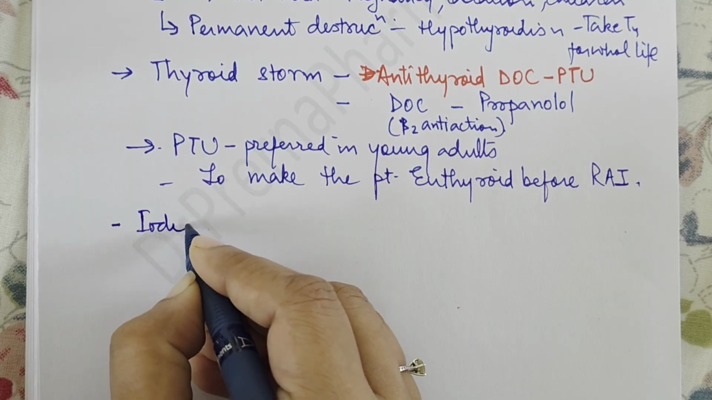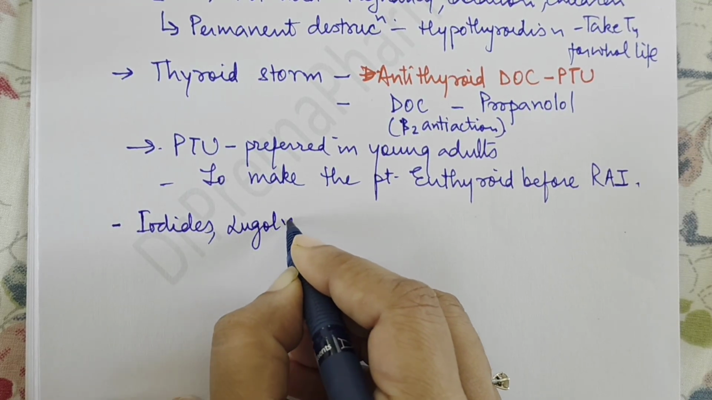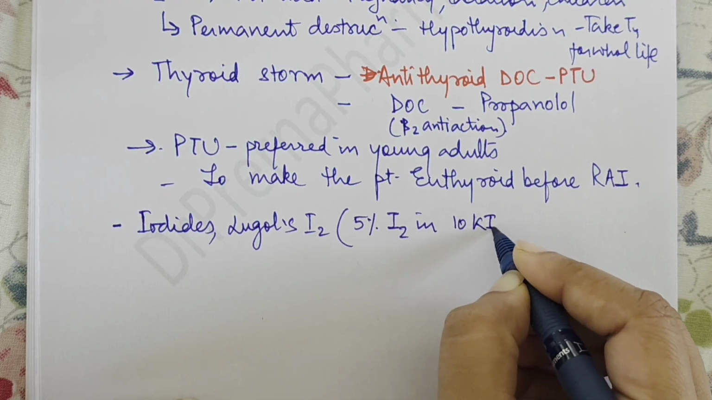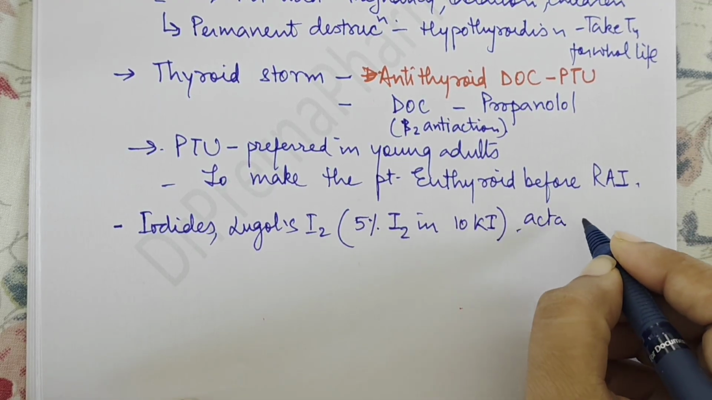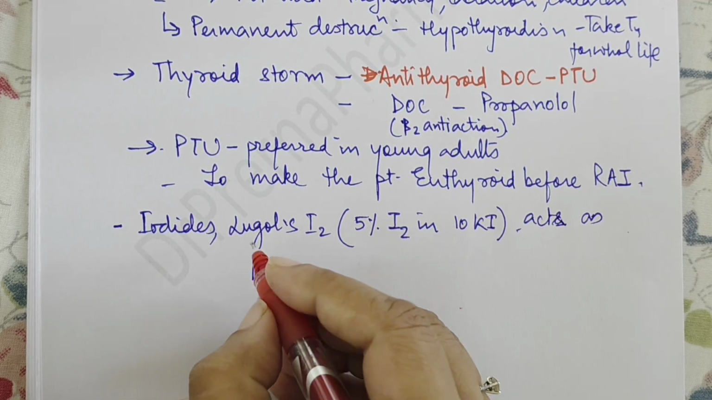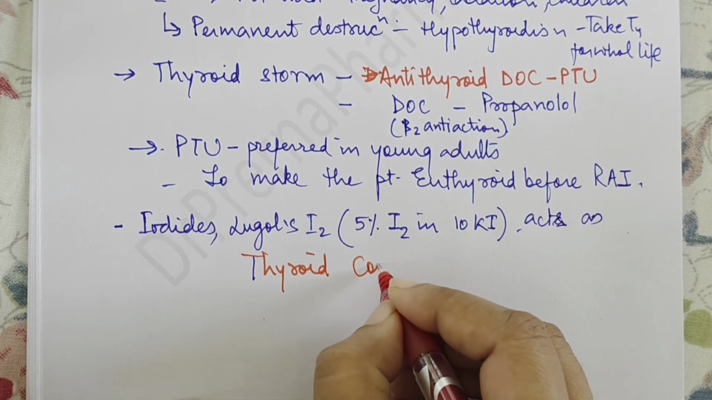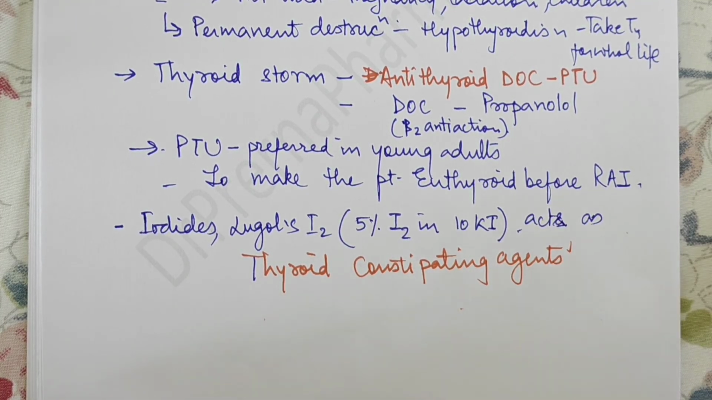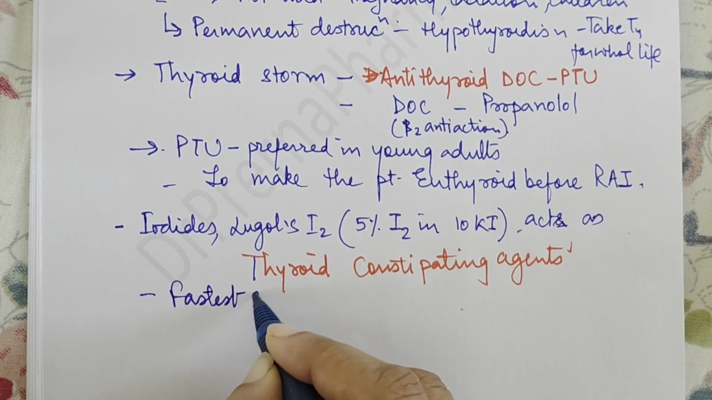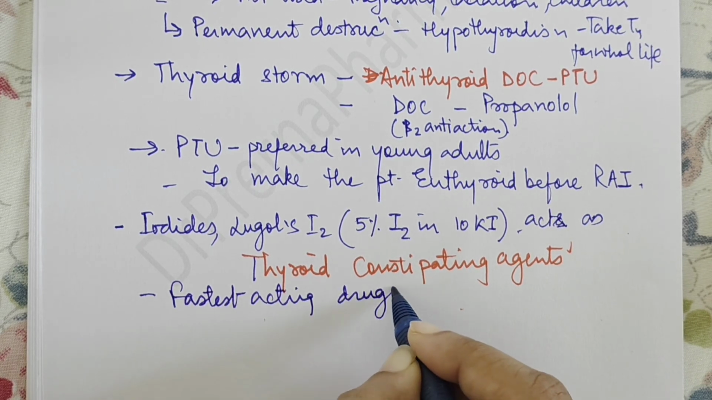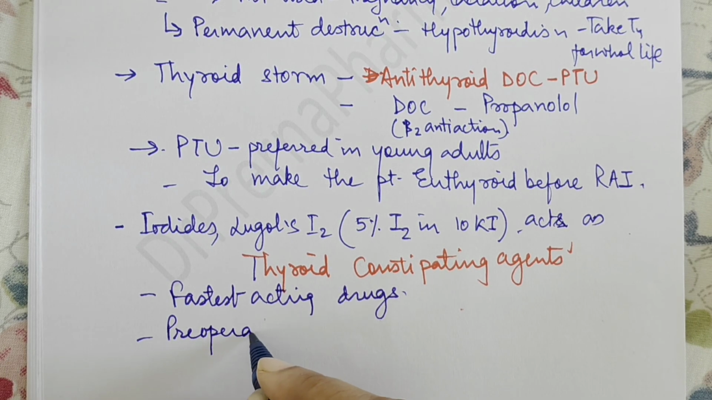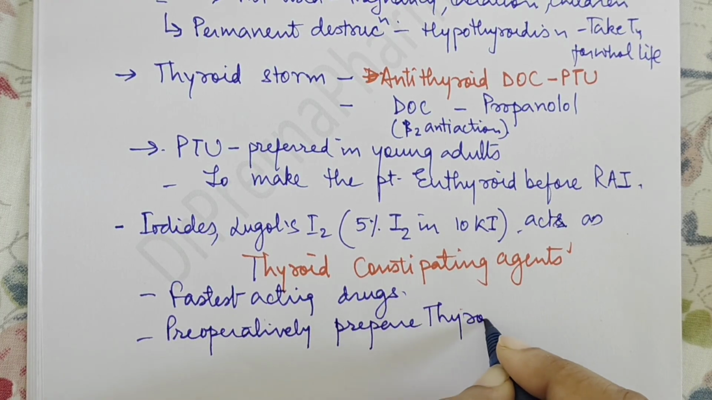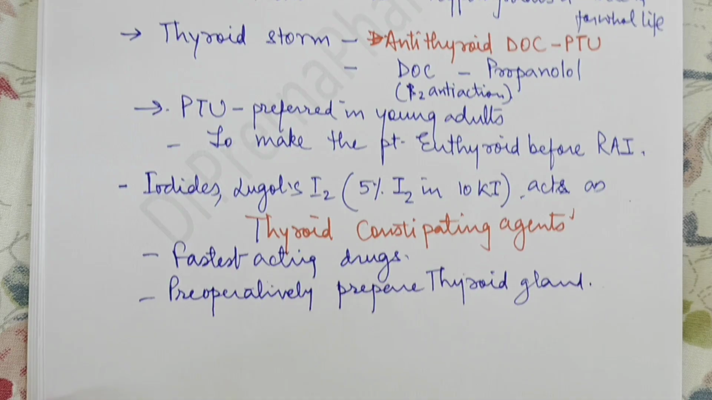Then the iodides, Lugol's iodine. What is Lugol's iodine? It is 5% iodine in 10% potassium iodide. Now these are called thyroid constipating agents. Okay, they are the fastest acting drugs, and they can be used preoperatively to prepare the thyroid gland for surgery or for radiotherapy, because they will shrink the thyroid gland.